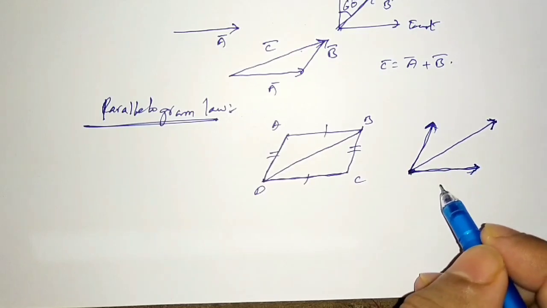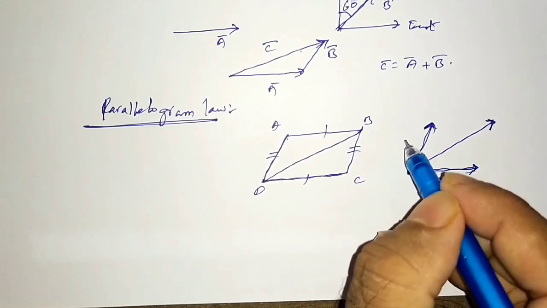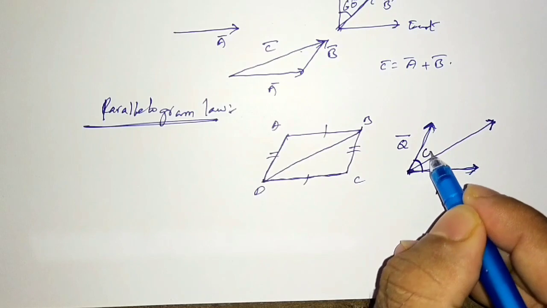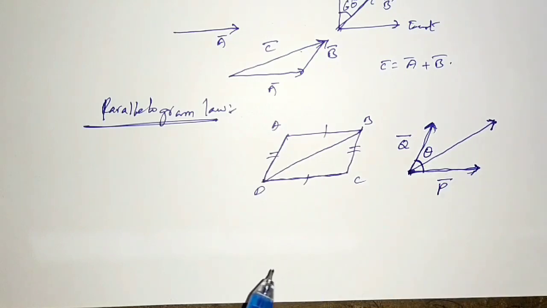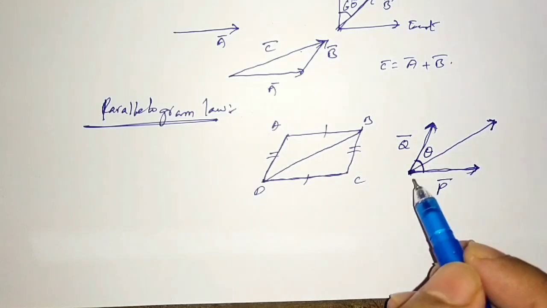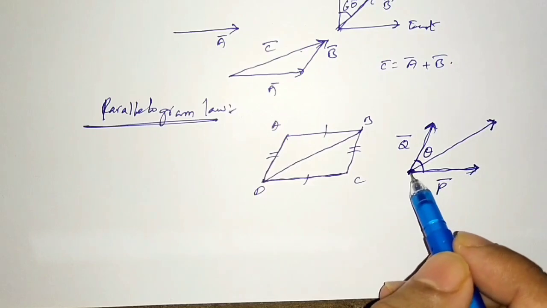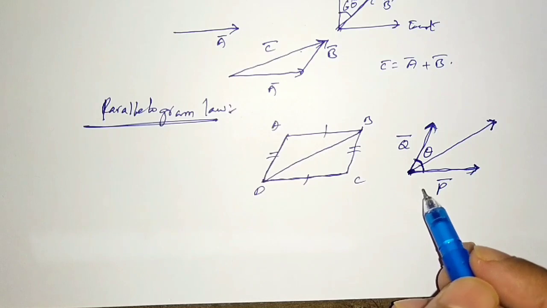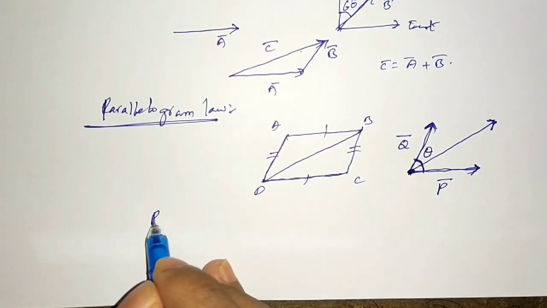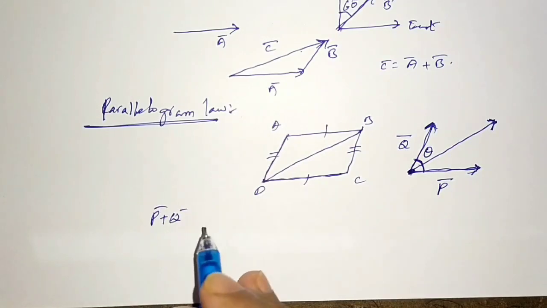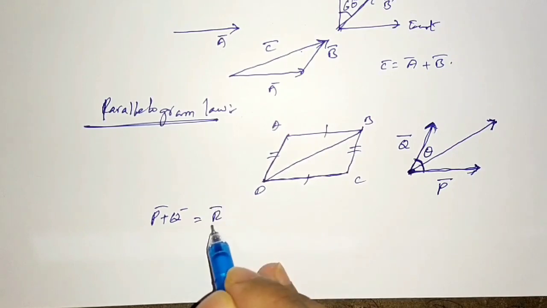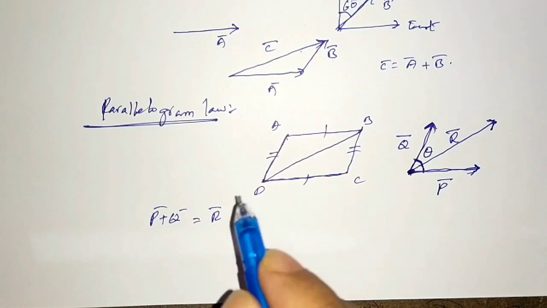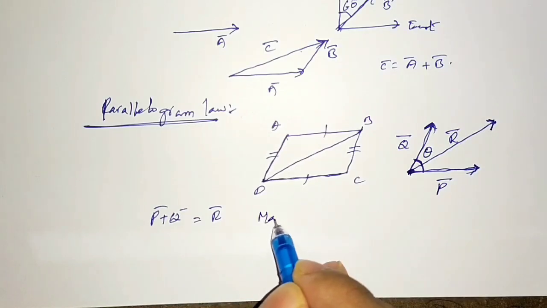Let this be vector p bar and let this be vector q bar, and the angle between the two vectors I am taking as theta. As these are co-initial vectors, this angle is theta. Now I want to add two vectors p and q. If I add p and q, I will get a resultant vector. I have taken this as r. Now I want to calculate the magnitude of vector r.